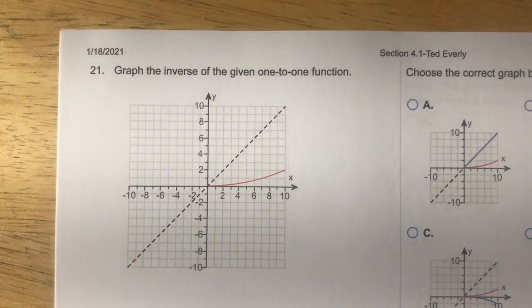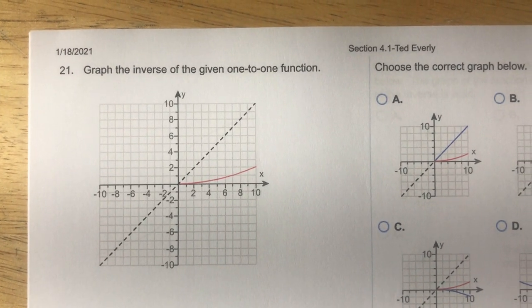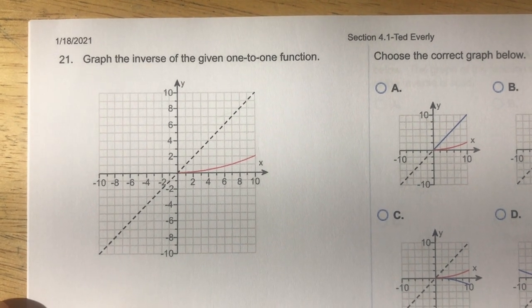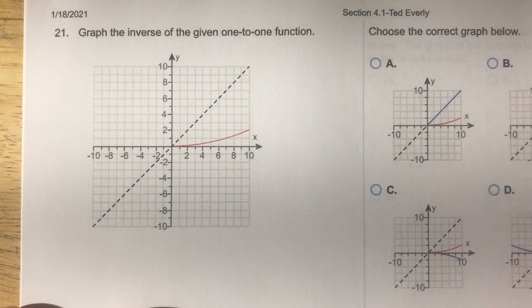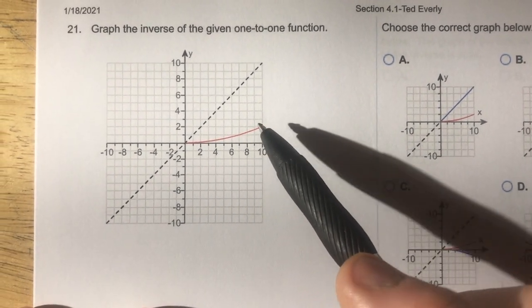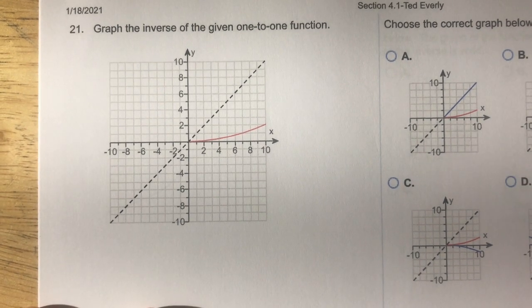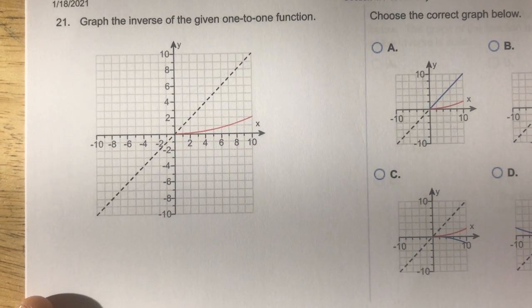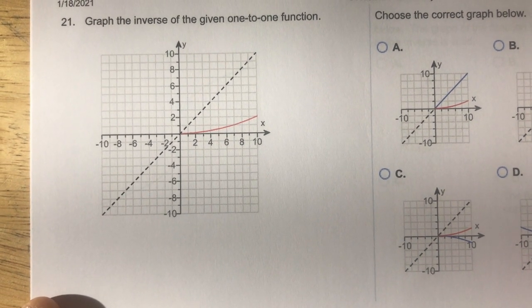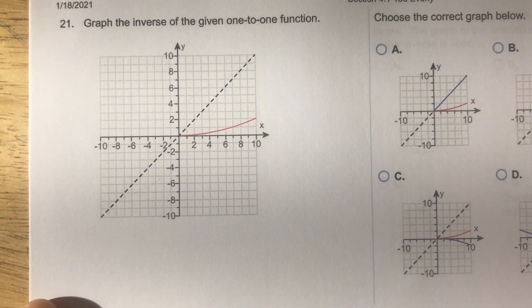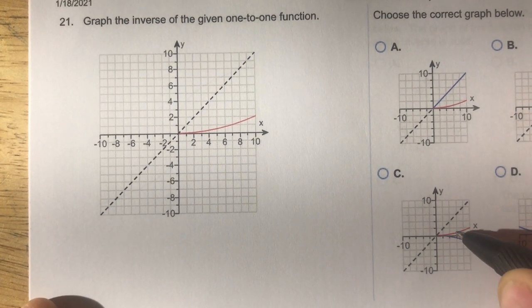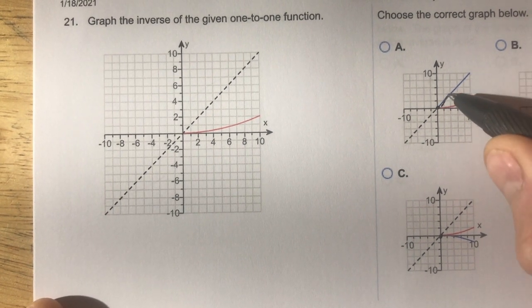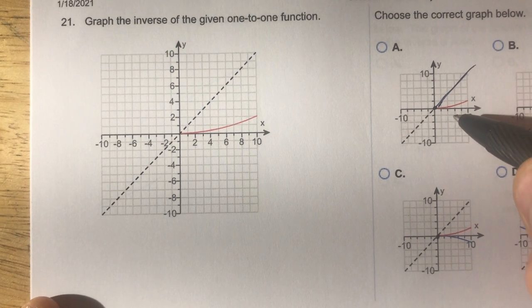Okay, now 21 here. Graph the inverse of the given one-to-one function. All right, so if you notice on here, the red one is the function, so you can see it on each one of these. Okay, now when you graph the inverse, it should intersect it on this line here, y equals x, which you can see on every one of these, it touches every one of them. Okay, this is not right because it's a straight line. It should have some shape of what the function is.